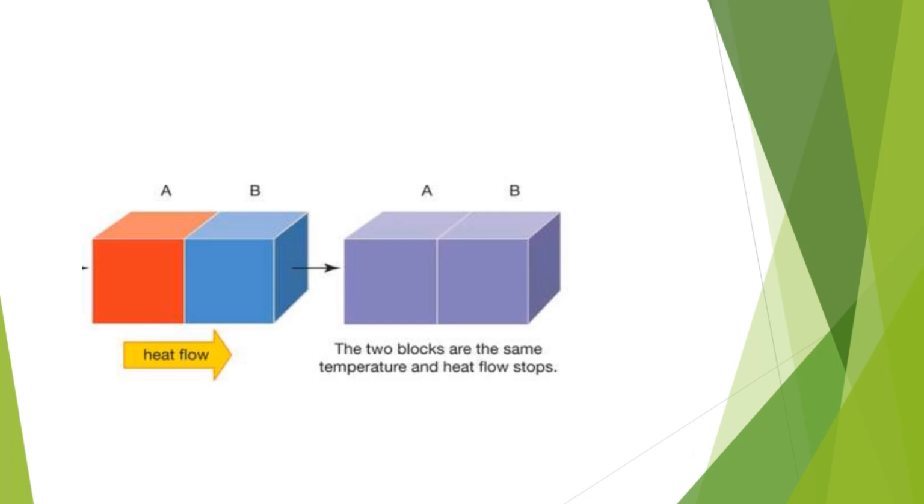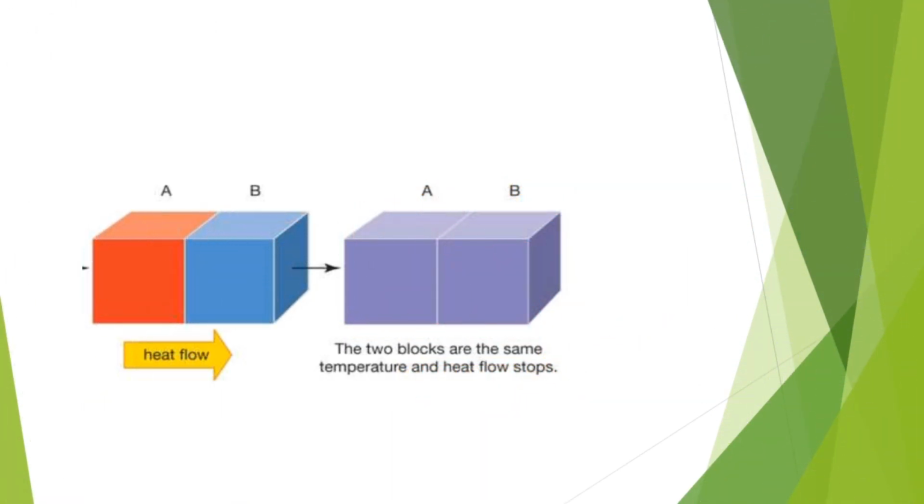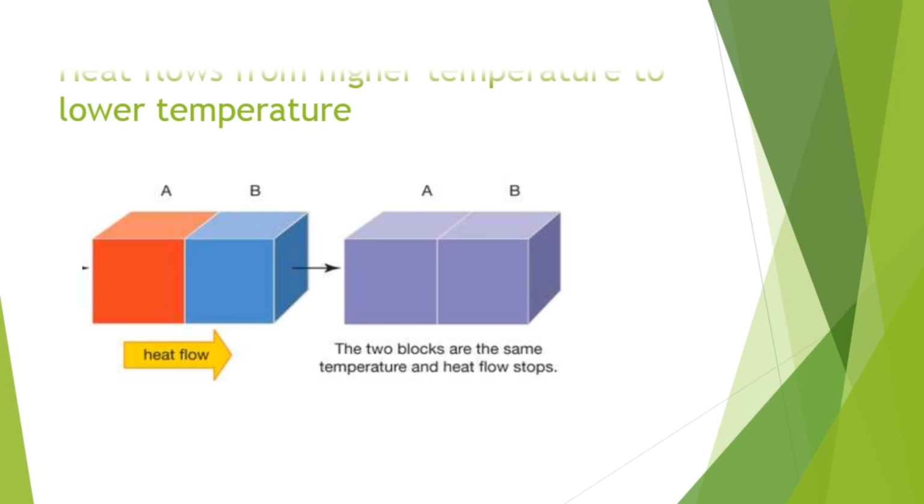Similarly, if two bodies A and B at different temperatures are brought into contact by conduction, heat flows from the body A at higher temperature to the body B at lower temperature till both the bodies A and B acquire the same temperature. Here also it is not the amount of heat but the temperature that decides the direction of flow of heat.